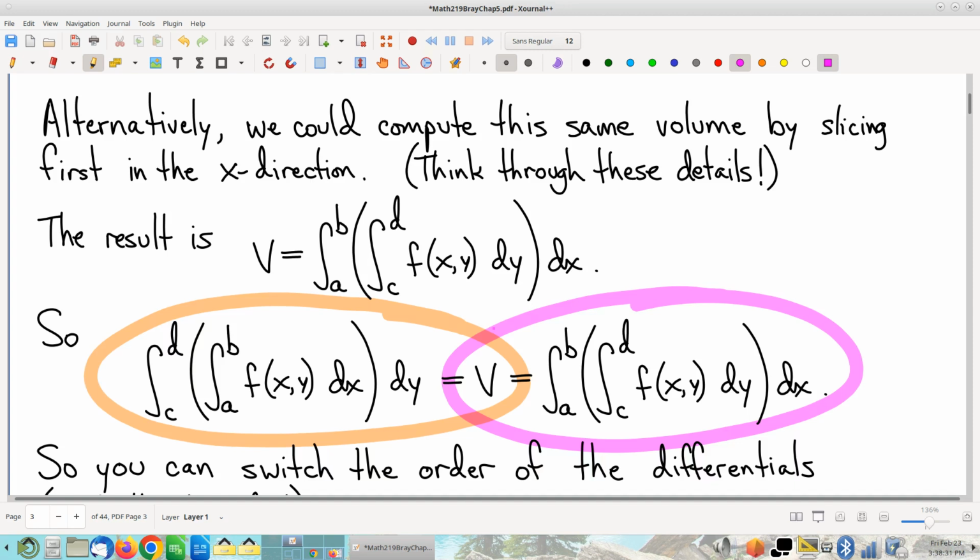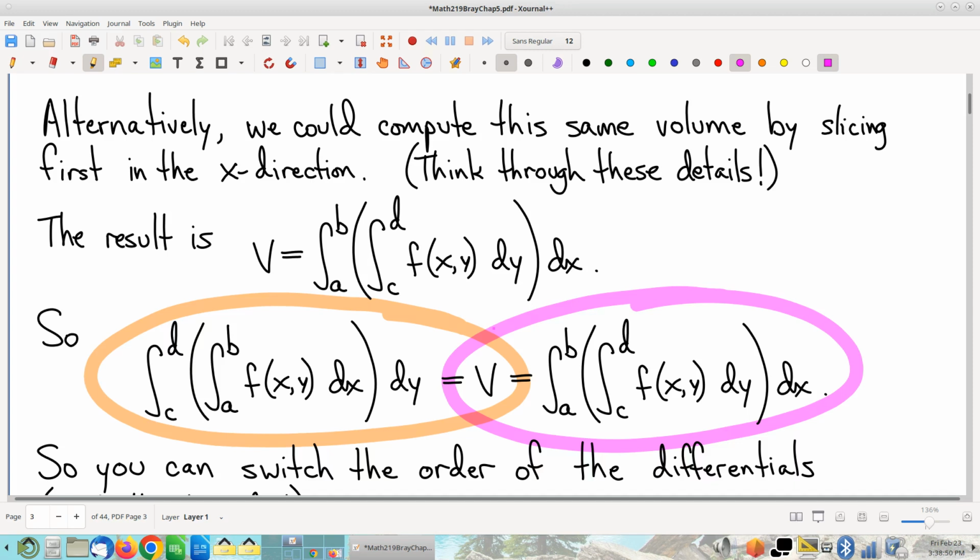Right? Now, very importantly, the x bounds are still the x bounds. The y bounds are still the y bounds. So if you switch the differentials, you also have to correspondingly switch the bounds, right? Because it is still an integral inside of an integral. So do be careful about that. Does that all make sense?